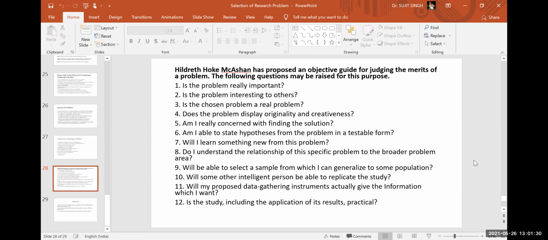The problem should display originality and creativeness. Is this original, or are you going to copy and paste from some other university sources, from another library? You go and find out, okay, this is a master thesis, look, what is this? I'm going to copy this one. That is not the original one. This is plagiarism. If someone finds out, that should not be acceptable. You have to be original in selecting the problem. You have to show some creativeness.